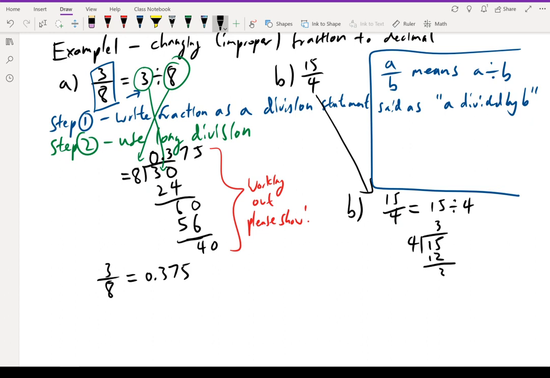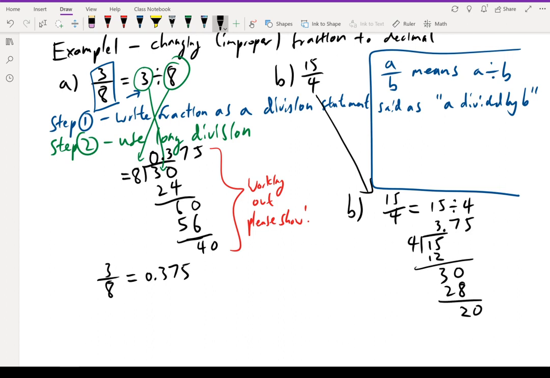Add a 0. 4 goes into this 7 times. Sorry, I forgot the dot here. Let me go back. Yep, 3 times for 12. Take the subtraction, 3. 4 goes into 3 how many times? 0 times. So we have to add a dot, and then we add a 0, and then 4 goes into this 7 times. That is correct. And then you do the rest, and that's going to be 3.75.